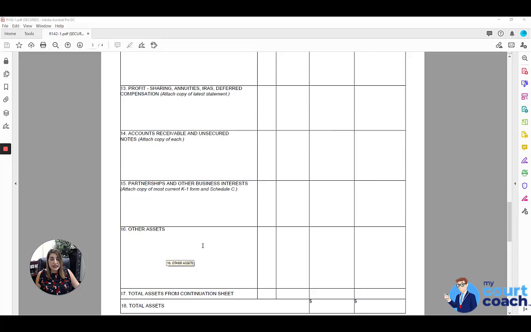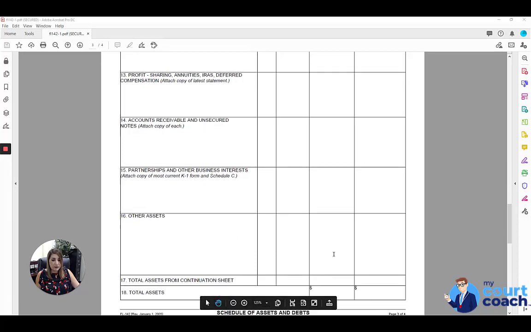Other assets, if there's any other assets that you have that do not fit into any of these other categories, sometimes people will have, for instance, water skis or something like that that doesn't easily fit into another category. This is the place to list it. And again, the fair market value.